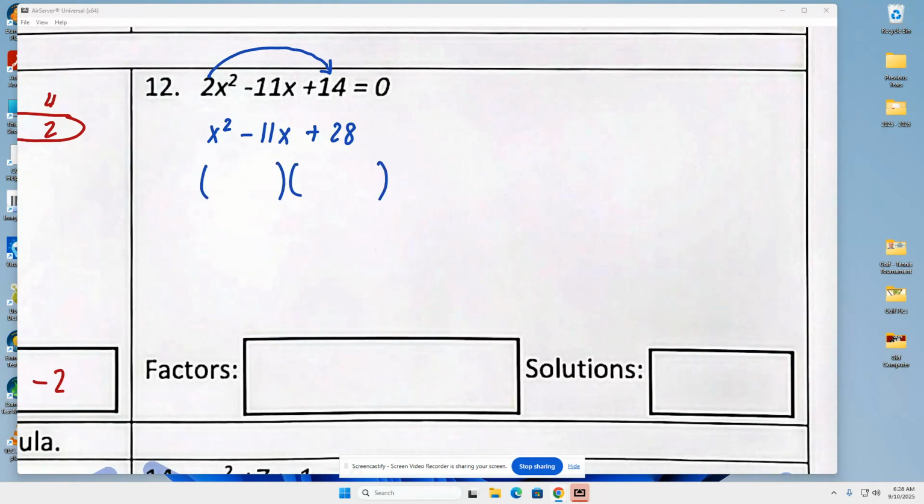What multiplies to get x squared? X times x. What multiplies to get positive? That's either two positives or two negatives. I look in the middle, it's clearly two negatives.